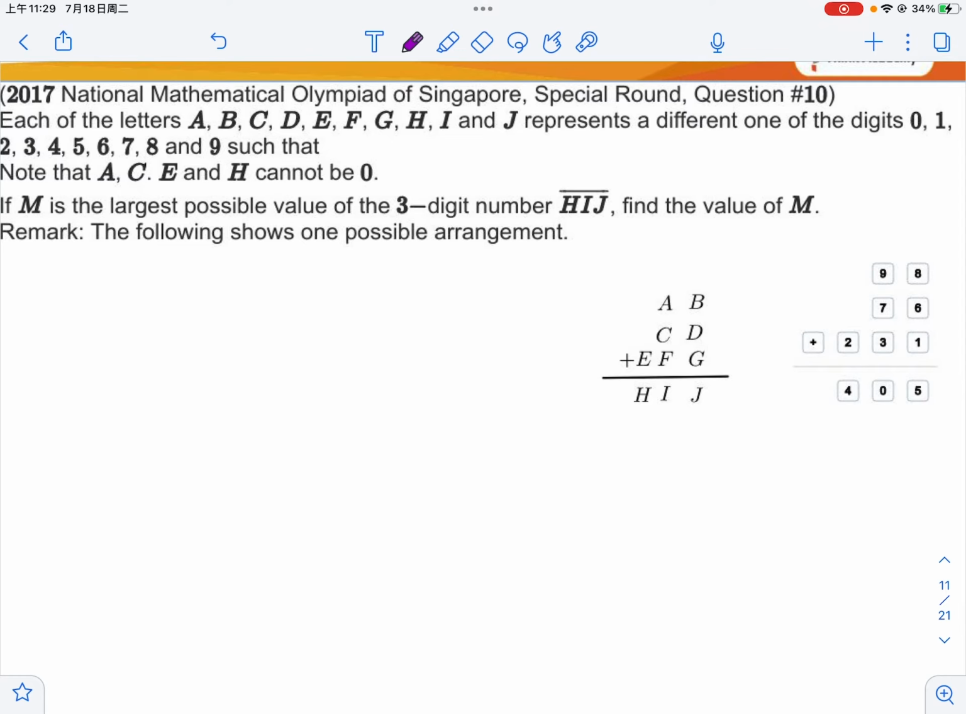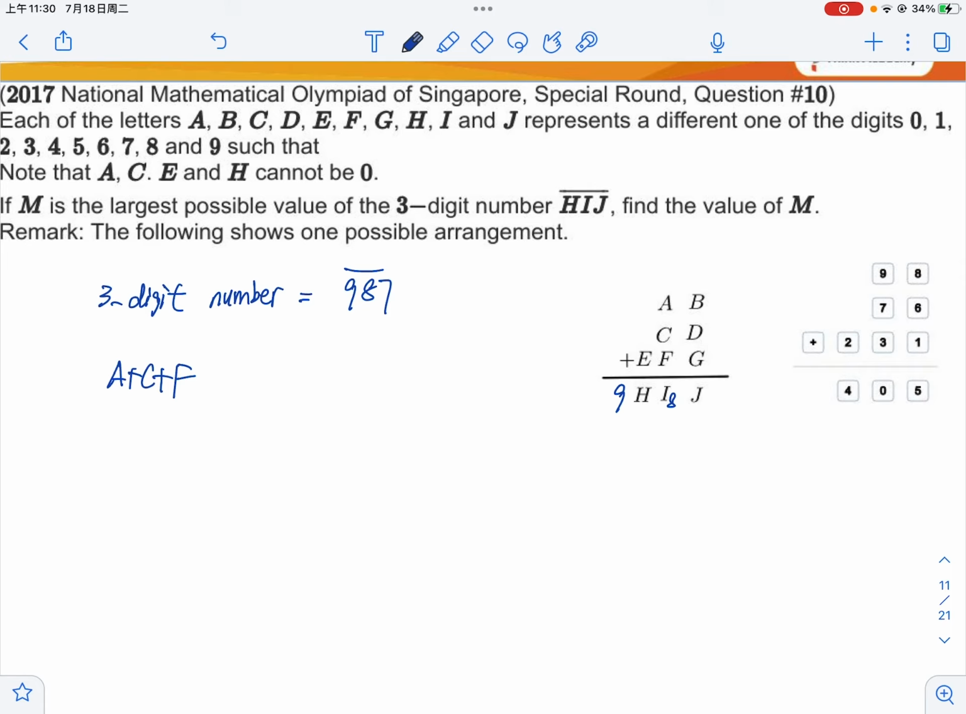For this question, you should always test and assume something. If we want a 3-digit number as big as possible, what we want is just 987. It will be the largest 3-digit number I want to find out. So let's make a try. If h equals 9, is it possible? Yeah, very possible, right? So a plus c plus f. We also want i equals 8.